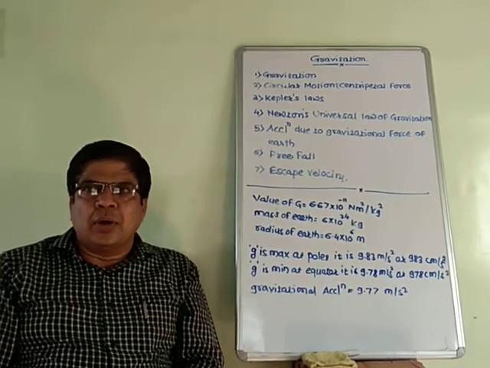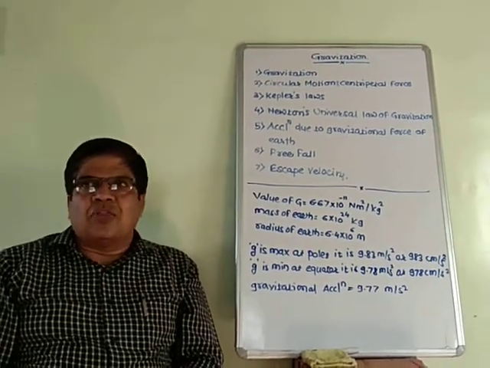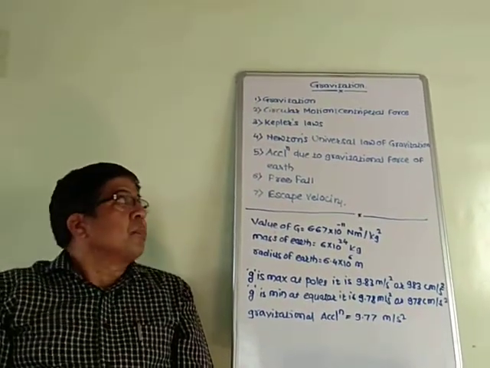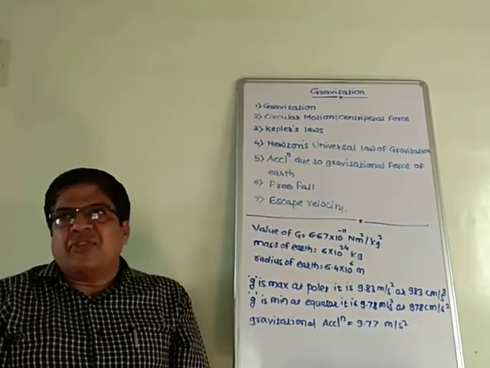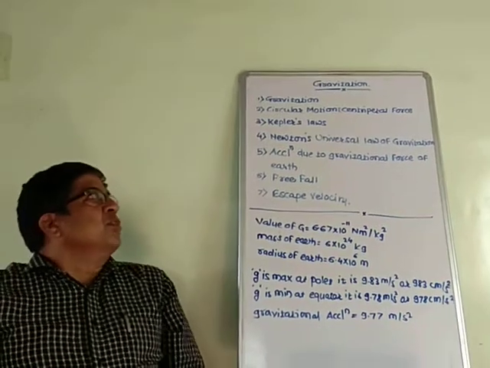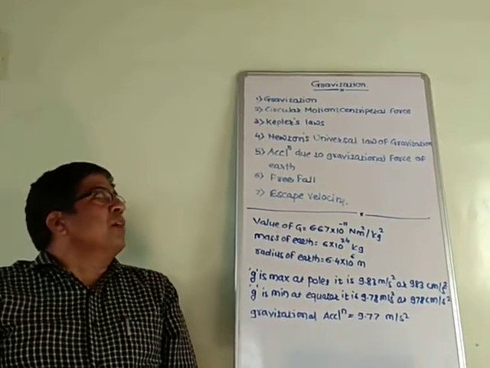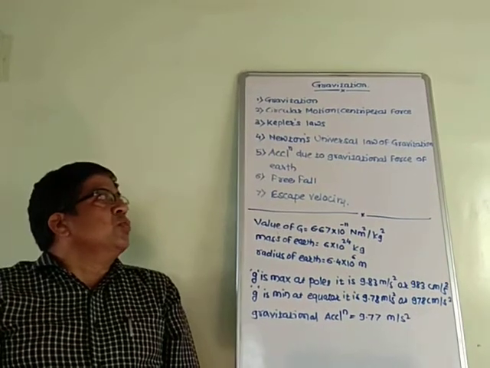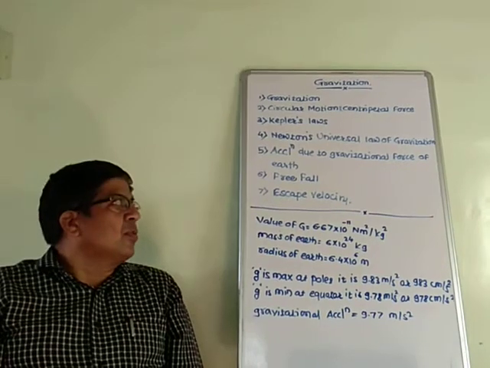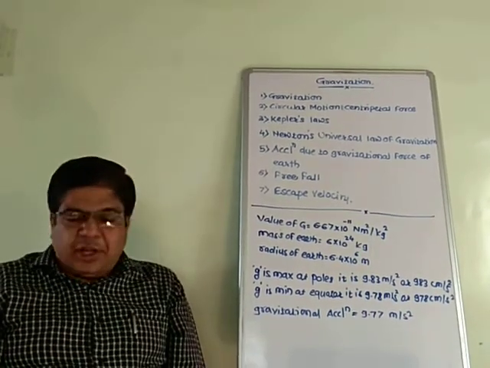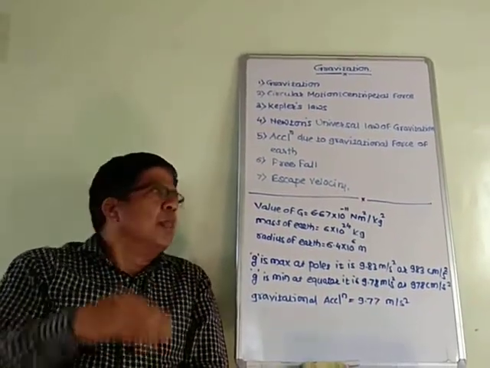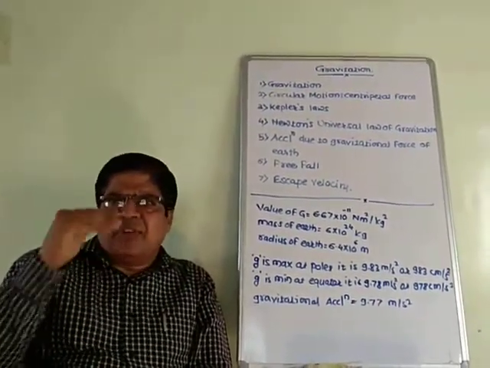Today we are going to learn Science and Technology Part 1, Lesson number 1, Gravitation. In that lesson, the major subpoints are noted on the board: gravitation, circular motion and centripetal force, Kepler's laws, Newton's universal law of gravitation, acceleration due to gravitational force of Earth, free fall, escape velocity. These are the 7 major points included in that lesson. We are going to clear every point step by step.